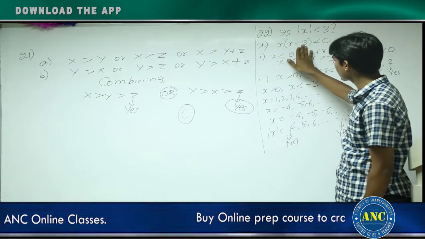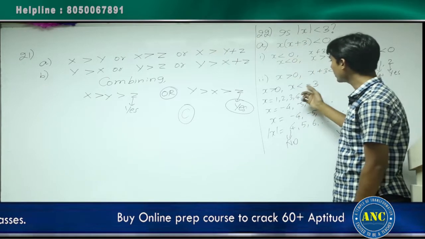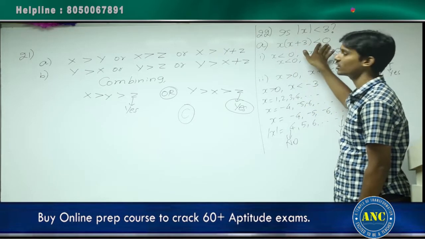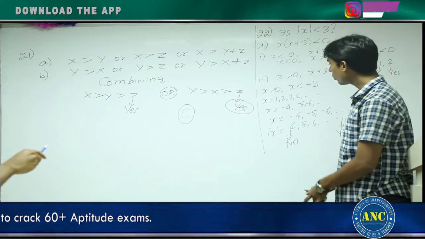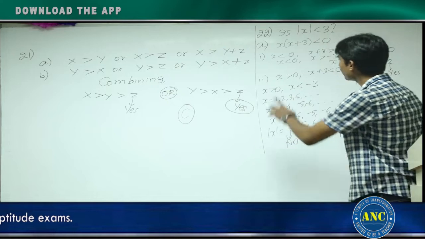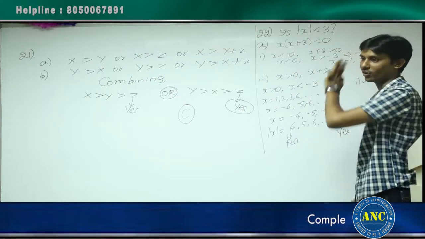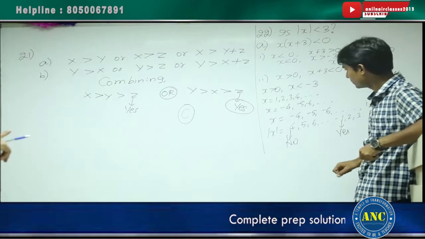You substitute any value x is greater than 0 here. Similarly, substitute x less than minus 3, this should satisfy. But you will substitute only one value, right? So it is a combination of this. No, why should I substitute only one? My main question is whether mod x is less than 3 or not. Yes, sir. So for the second condition here I am talking about.